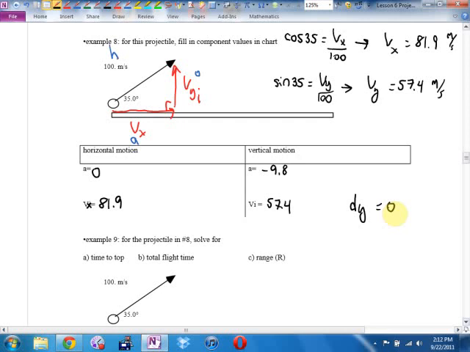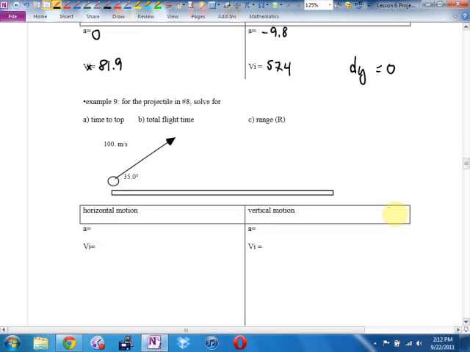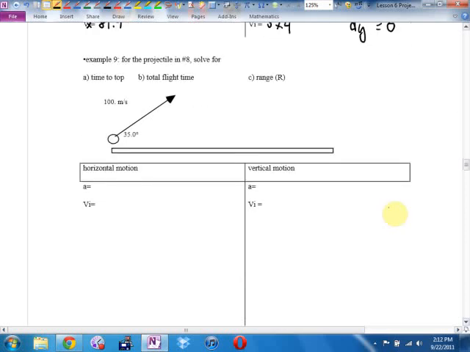Example 9 wants us to solve or analyze the projectile. So, for the projectile in question 8, it says, solve for the time to top. Let's quickly fill in the stuff we just had. We said a was 0, a was negative 9.8, Vx was 81.9, Vy was 57.4, and what does part a ask us? Time to the top. What does it want us to find? Is that vertical or horizontal? The word top, what would that suggest to you, Isha?